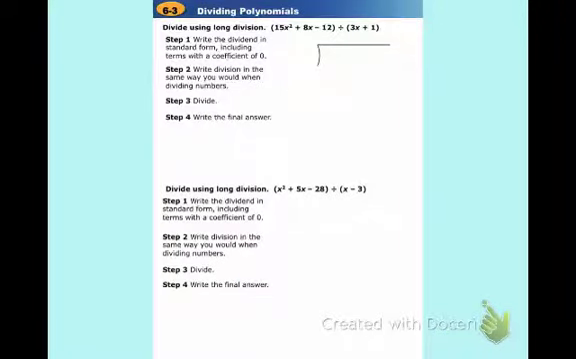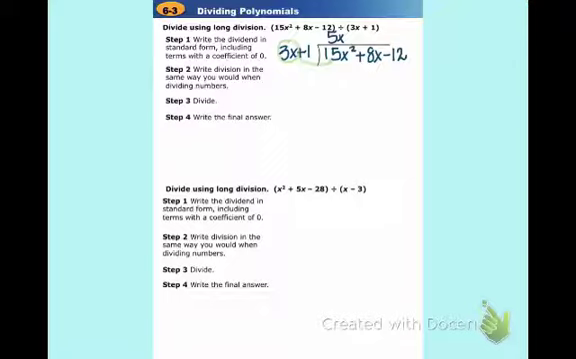Okay, so this time my divisor is 3x plus 1, and my dividend is 15x squared plus 8x minus 12. Now this time we didn't have any terms missing. We started at the squared and went down to the first power, and then no exponent at all, just the constant term, so we didn't have to fill in any zero terms. So now we see how many times 3x will go into 15x squared. We know that 3x divided into 15x squared will give me 5x.